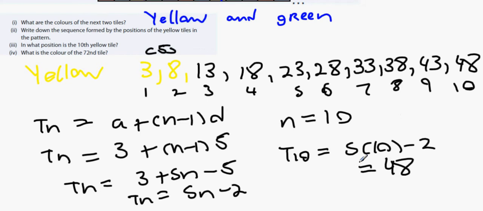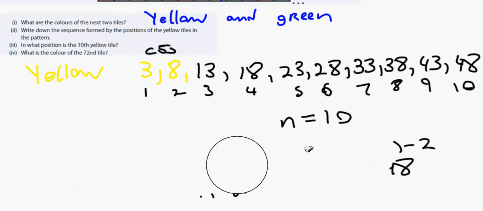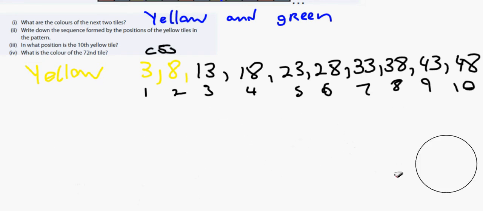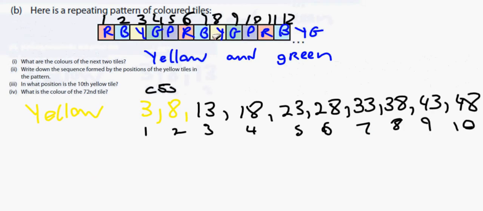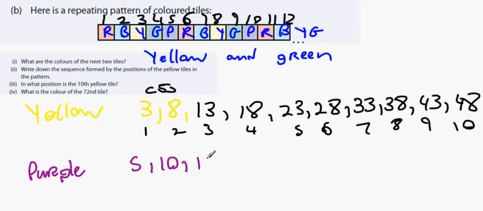What is the colour of the 72nd tile? Now to do the 72nd tile, what I suggest is we use an easy number, okay? So what I mean by an easy number is we're going to use the 5th and the 10th one, the purple ones. So if the purple ones are 5, 10, 15, 20, because it's going up in gaps of 5 each time, okay?